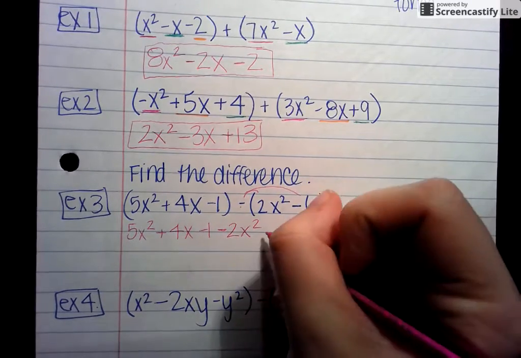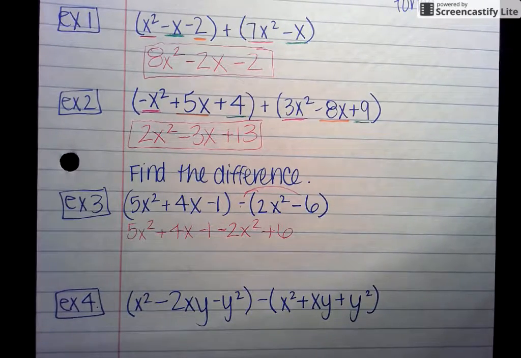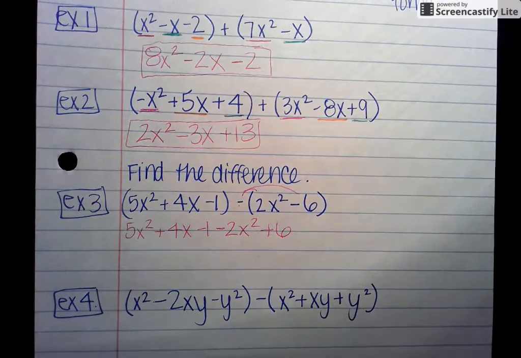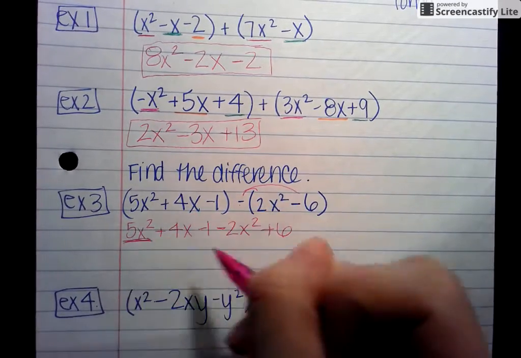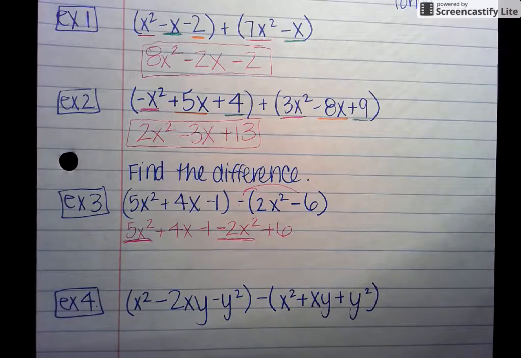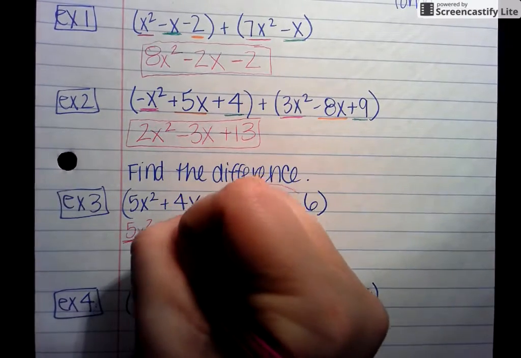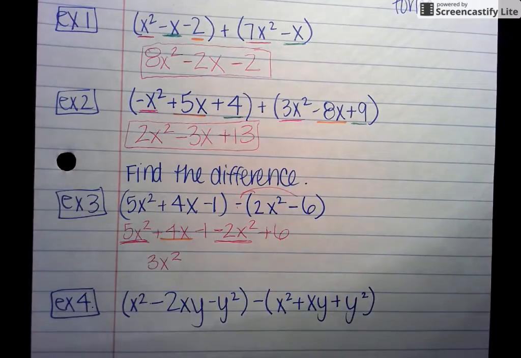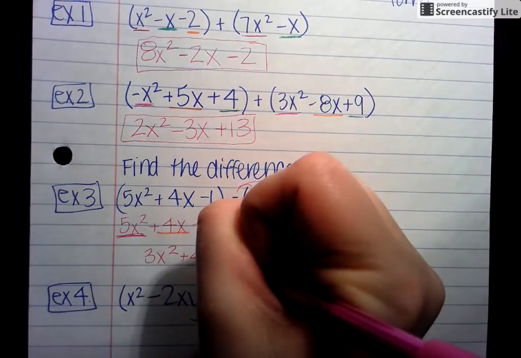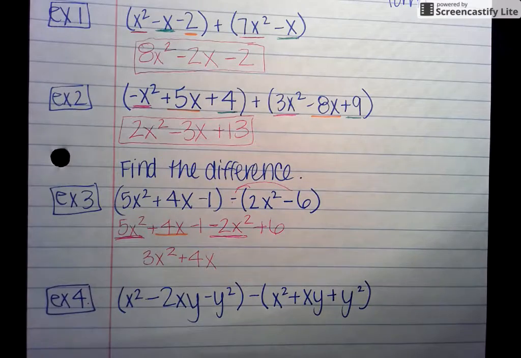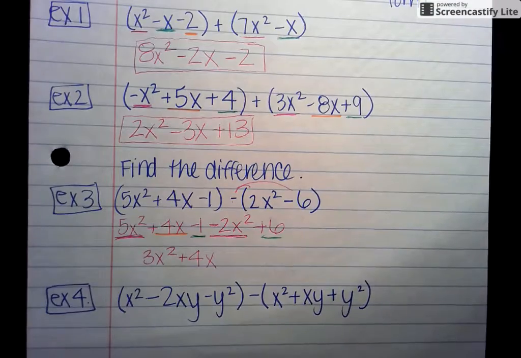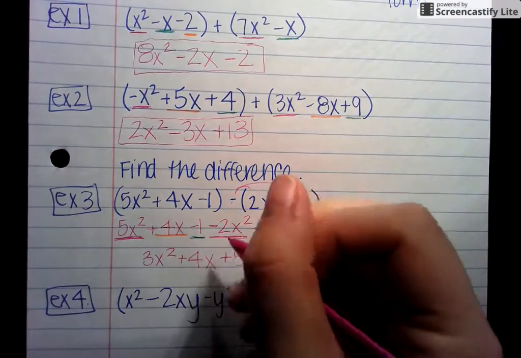A negative times a negative is plus 6. So it's really kind of saying that it's a negative 1 out here, and that's why you're distributing it to each of the terms. So now I'm going to combine like terms. So I have a positive 5x squared plus a negative 2x squared, which is going to be 3x squared. I have just this 4x by itself, so it's going to be plus 4x. And then I have a negative 1 and a positive 6, which are like terms. So that's going to be plus 5. And that's going to be my final answer.